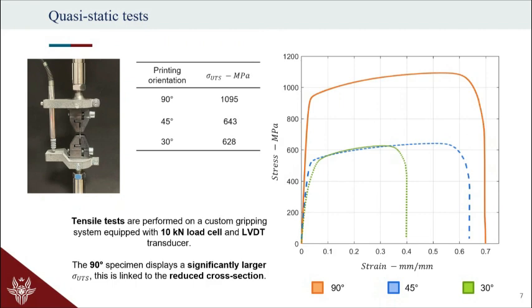As you may notice, for the 90 degree specimen we have a resistance which is quite outstanding with respect to the other two directions. Well, this is not normal, and we should not expect that, because basically the specimens are exactly the same. The only thing that is really changing here is the cross-section.